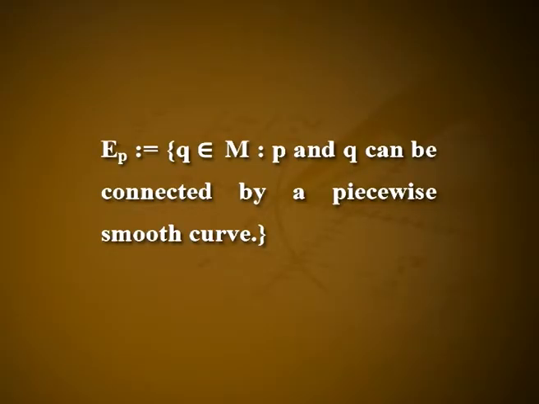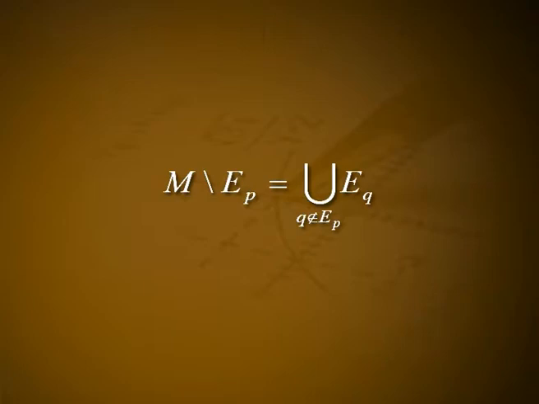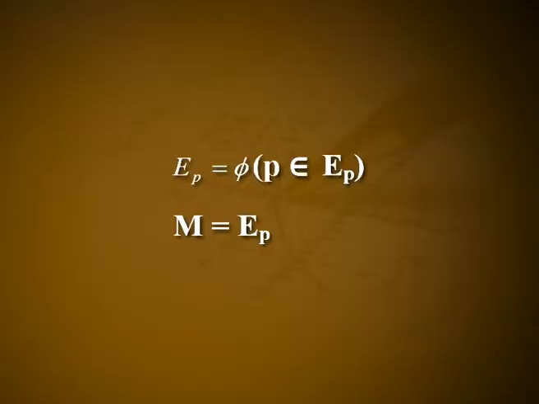always defined. Namely, let E_p be the set of all q in M where p and q can be connected by a piecewise smooth curve. With the help of local coordinates, we can see that E_p is open. But then also M minus E_p, which is the union over q not an element of E_p of E_q, is open. Since M is connected and E_p is not empty, where p is an element of E_p, we conclude M is equal to E_p. The distance function satisfies the usual norms, which is written as the following lemma.